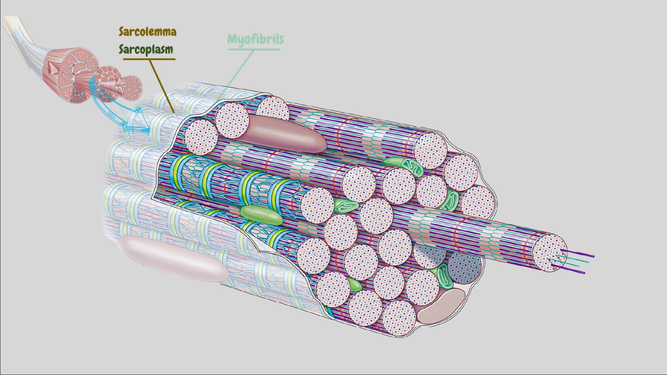Long protein bundles, called myofibrils, fill the sarcoplasm. Myofibrils store glycogen, which is used for energy, as well as oxygen. Sarcoplasmic reticulum is the smooth endoplasmic reticulum of a muscle fiber, and surrounds each myofibril. This is where calcium ions are stored.